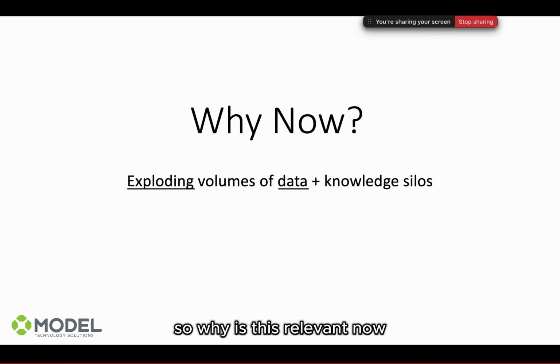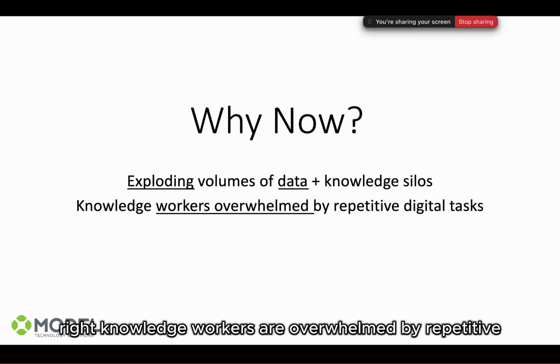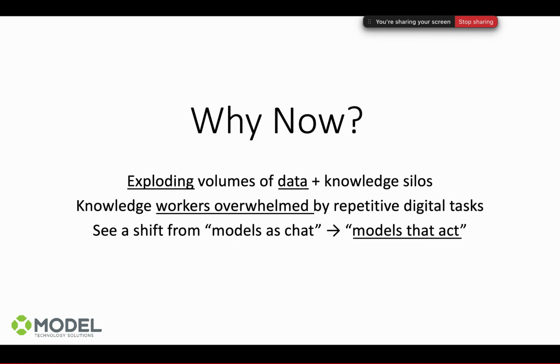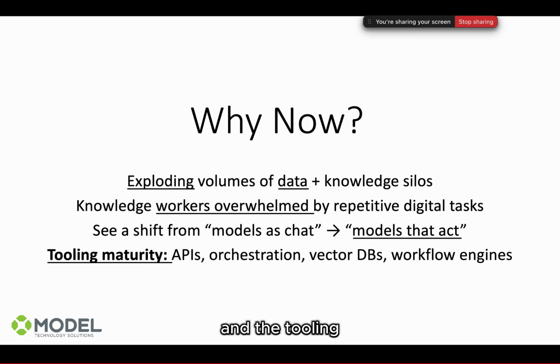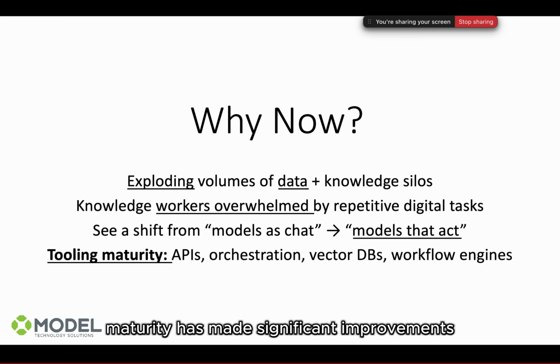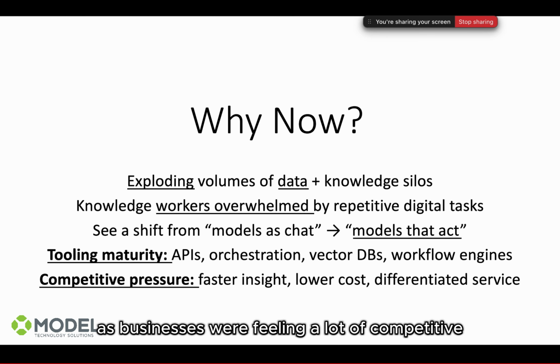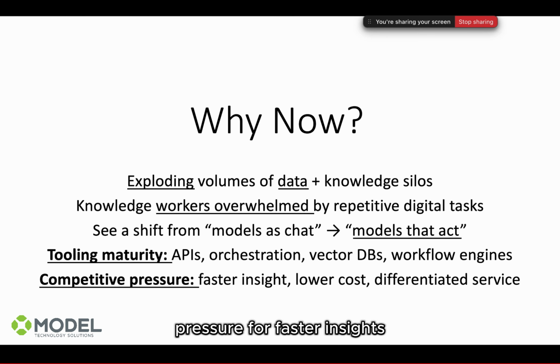So why is this relevant now? Well, we have exploding volumes of data and a bunch of different knowledge silos, right? Knowledge workers are overwhelmed by repetitive digital tasks. We are seeing a shift from models that chat to models that act and actually do work. And the tooling maturity has made significant improvements, from the APIs, the orchestration workflow engines, vector databases. This gives us the capability to automate AI. And overall, as businesses, we're feeling a lot of competitive pressure for faster insights, lower cost, and differentiated services.